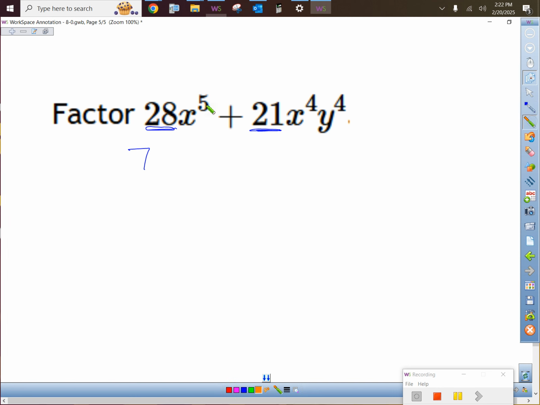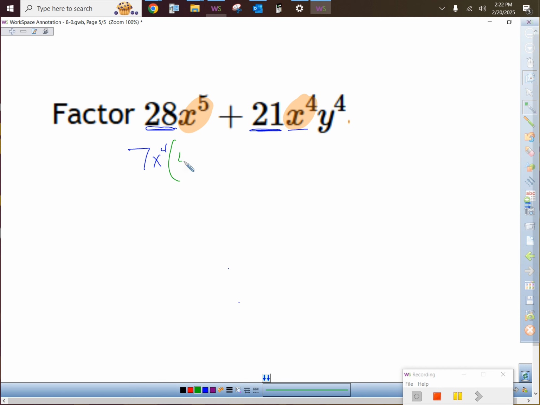And then you see this one's got some x's and this one's got some x's. So we will factor out the smaller amount every time. So that would be x to the 4th. And then this guy does not have y's, but this one does. So y is not a factor of both terms. All I can pull out is a 7 and an x to the 4th. So it is time for the parentheses, and it is time to divide.